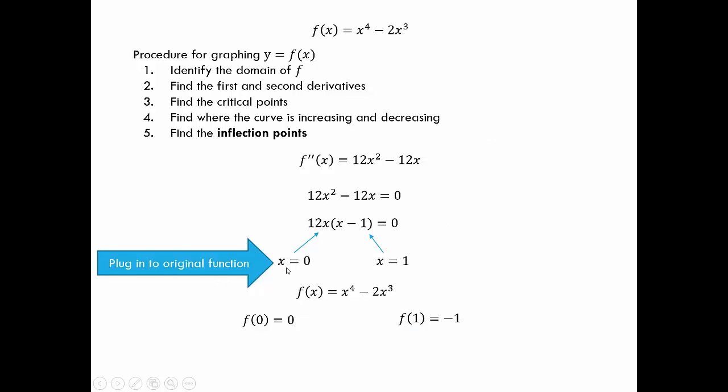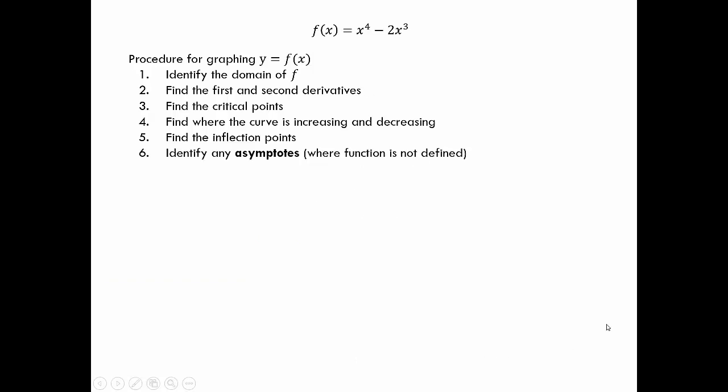I want actual points, so I plug these numbers back into my original function. And so that gives me my inflection x, y points to be able to graph them. Look for any asymptotes where the function's not defined. Well, this function's always defined for all real numbers.